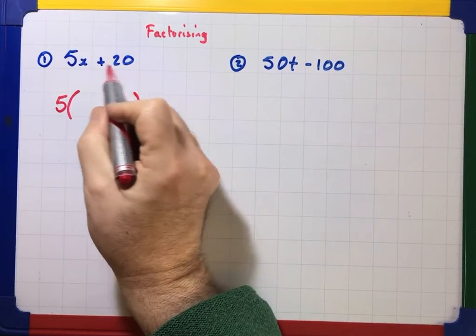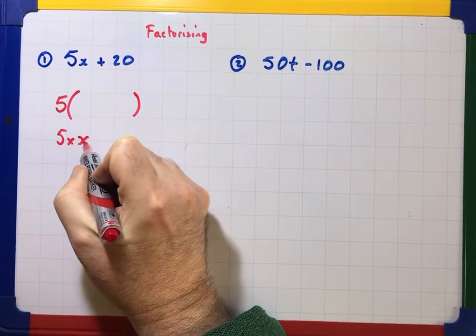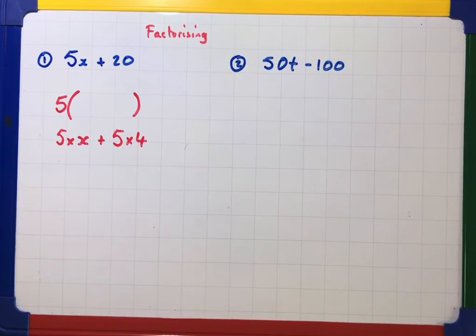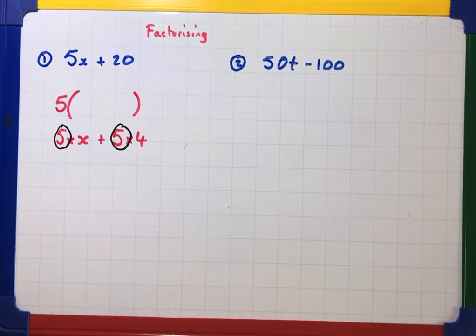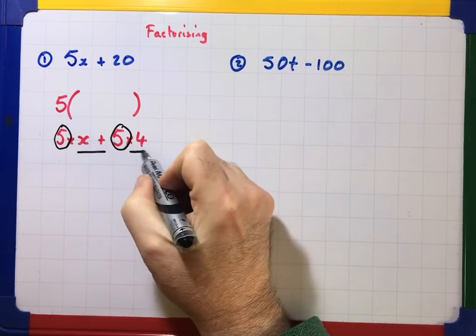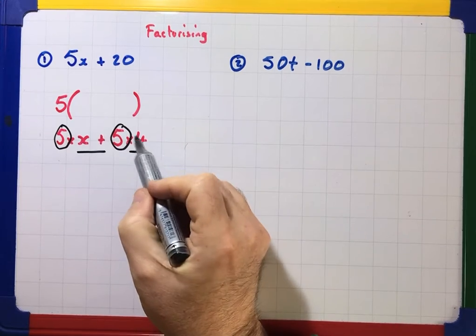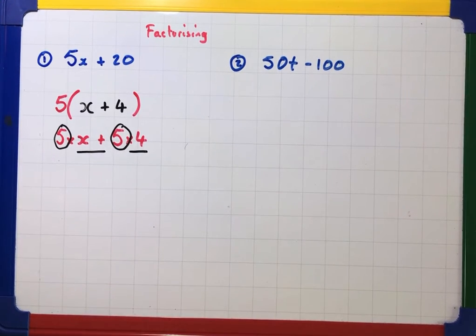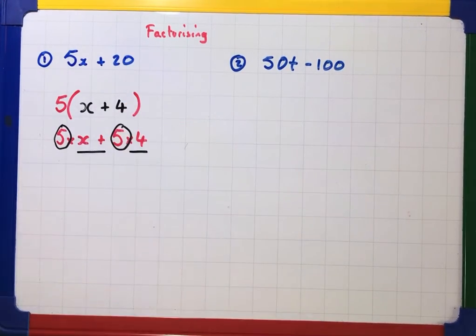Now, I need to look at this and think. Do you see how that is 5 times x, plus this bit, 20 is 5 times 4, isn't it? Yeah? Well, the way to think of it is to say, look, we've put this bit on the outside of the bracket, so this bit is going to have to go on the inside of the bracket, isn't it? We're left with x plus 4. So x plus 4 would go in there. And you can always check by multiplying out your bracket. Look, 5 times x, 5x, plus 5 times 4, 20.